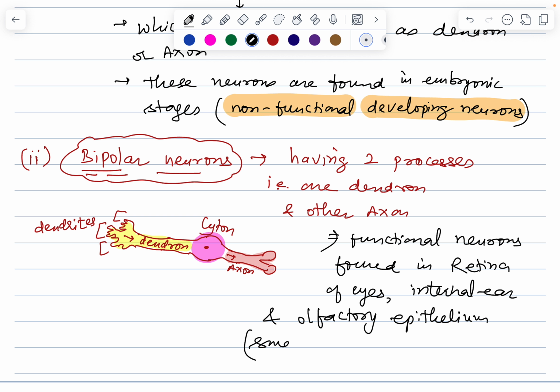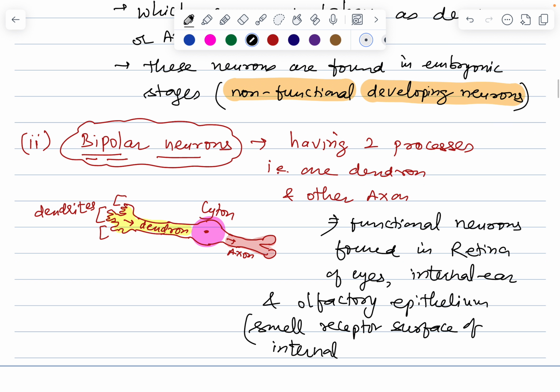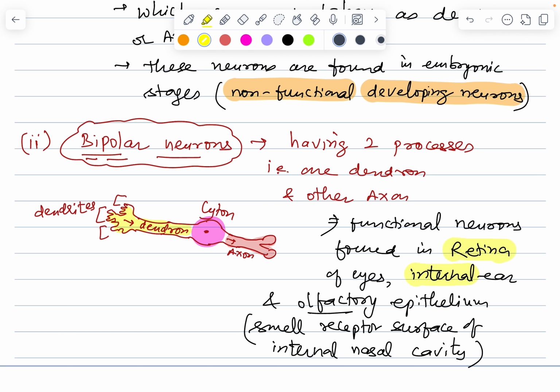That is the other term for the smell receptor surface of our nasal cavity. Which part of the nasal cavity? As you might recall from the respiratory system, all the olfactoreceptors, the smell receptor neurons, are present in the internal nasal cavity. So if you look carefully, your sense of vision, sense of hearing, and sense of smell, all of them are actually dependent on what type of neurons?